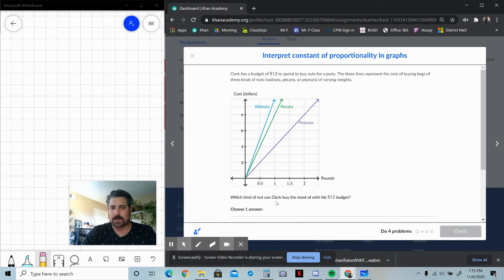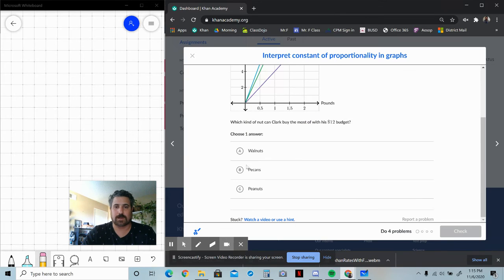It says, which kind of nut can Clark buy the most of with his $12? Well, which one's the cheapest? Peanuts. The one that has the lowest rate of increase, basically. As you increase x by 1, you're only increasing y by 4. So it's $4 per pound. It's way cheaper than the other two nuts. So this is definitely the one that's the cheapest, so that's the one you'd buy. Peanuts.